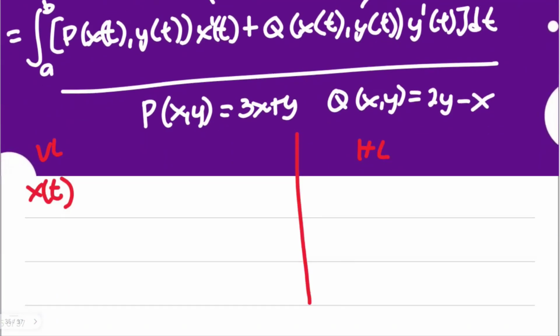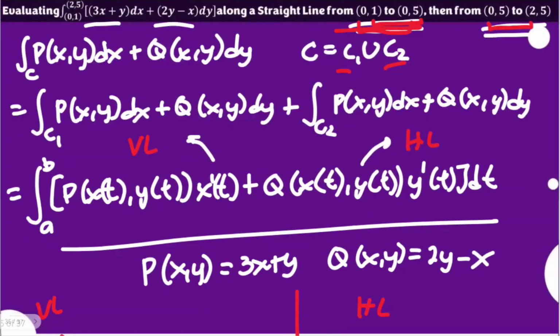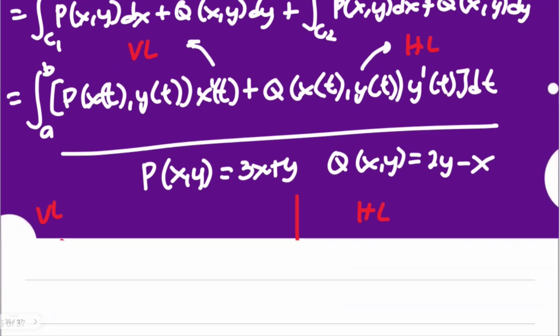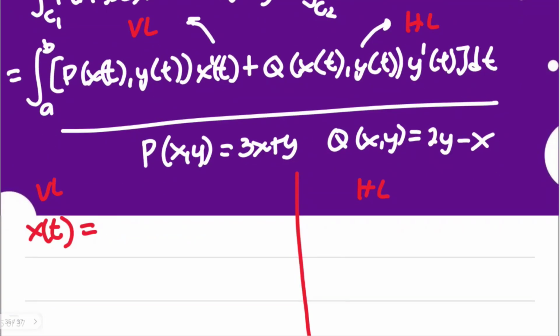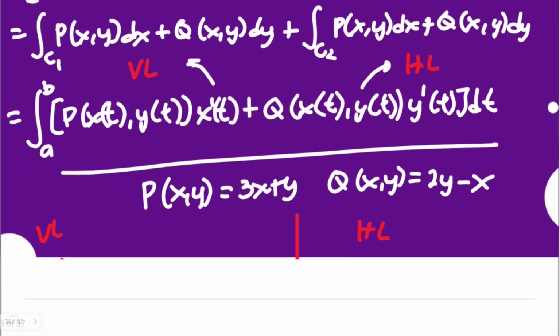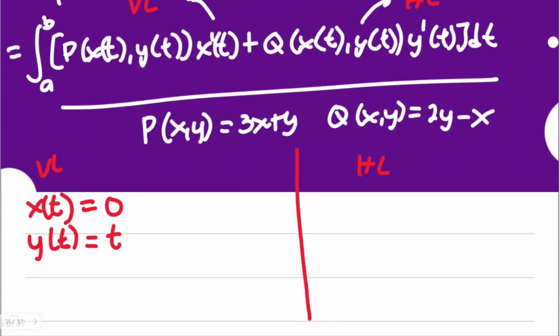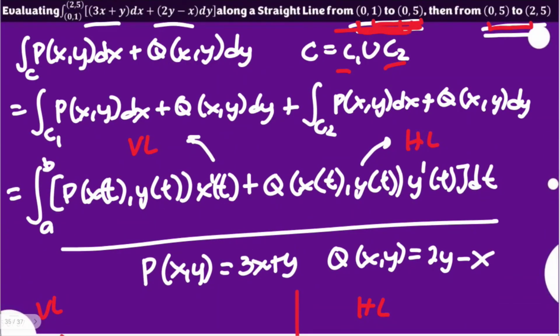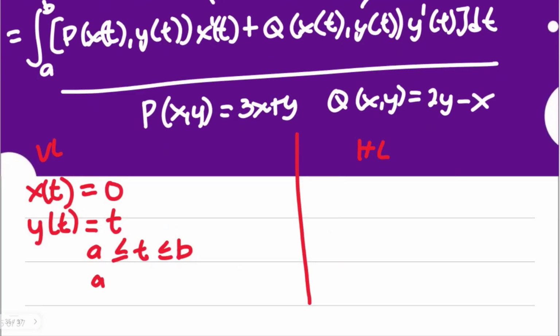In short, your x of t is the value of your constant that did not change. The constant here is actually 0, as that is the value of your x. So we'll have here 0. As for your y of t, since it's the y that changes from 1 to 5, we're going to take it as your t. And take note that t corresponds to your a and b, and your t here earlier changes from 1 to 5. In short, your a is 1 and your b is 5. I'm attacking it automatically. Okay?